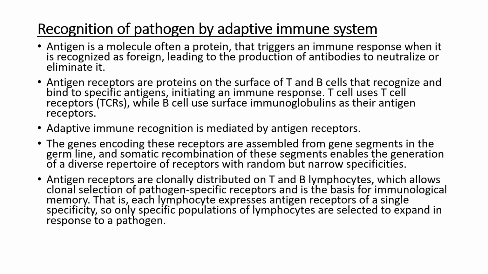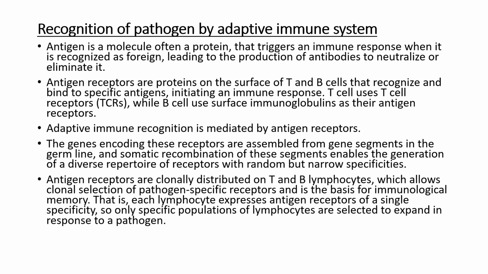Recognition of pathogen by adaptive immune system. In recognition of pathogen by the adaptive immune system, two terms are of extreme importance. The first one is antigen and the other one is antigen receptors. An antigen is a molecule, often a protein, that triggers an immune response when it is recognized as foreign, leading to the production of antibodies to neutralize or eliminate it.